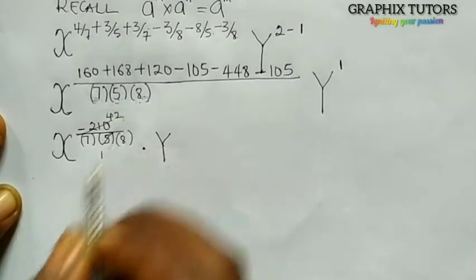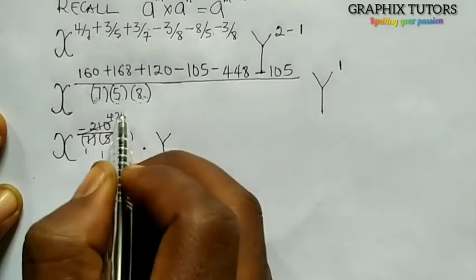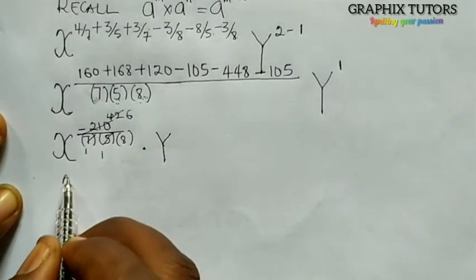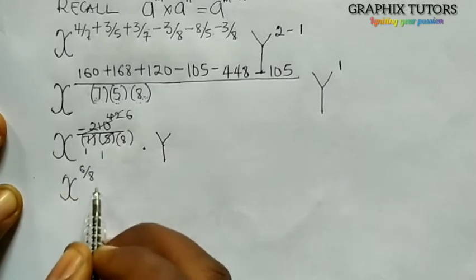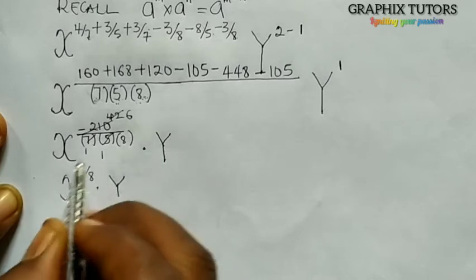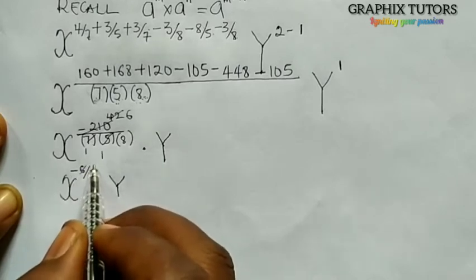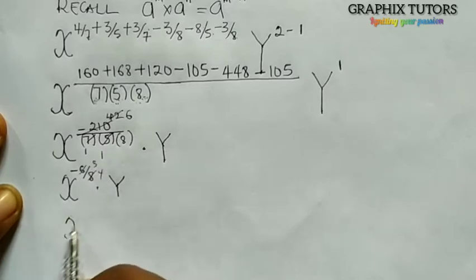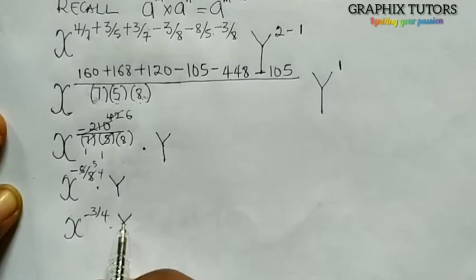All good. Now 7 in 42 gives 6. So we're left with x over 6 over 8 times y. Don't forget we have a negative sign there. Now 2 can go into 6, 3, and 2 can go into 8, 4. So we're left with x minus 3 all over 4 times y.